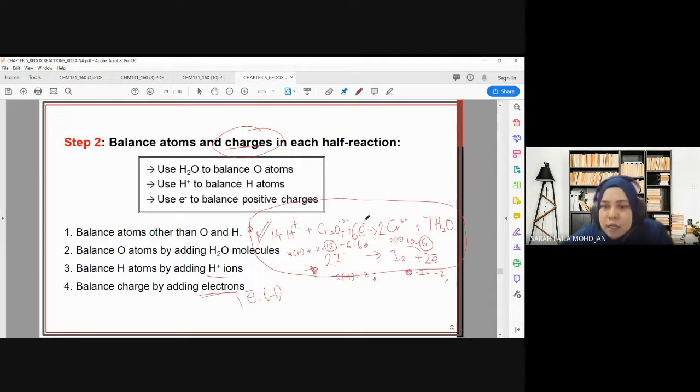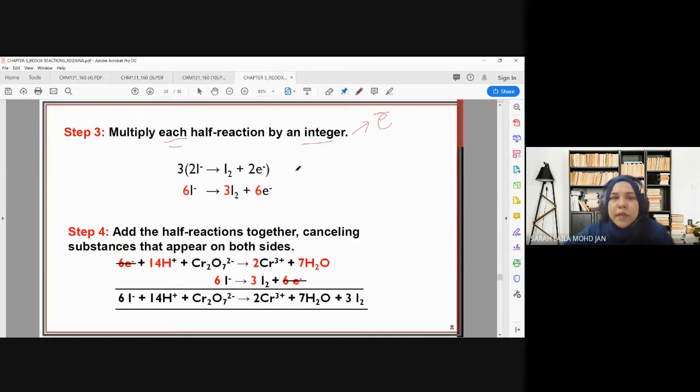Okay. So sekarang yang ni 6. Yang ni 2. So 6 dengan 2 nak balancekan dia, kita kena darab dengan berapa? 3 lah kan. So ini akan jadi 6 elektron. Yang ni akan jadi 3, ini jadi 6. So itu hence you get this one.